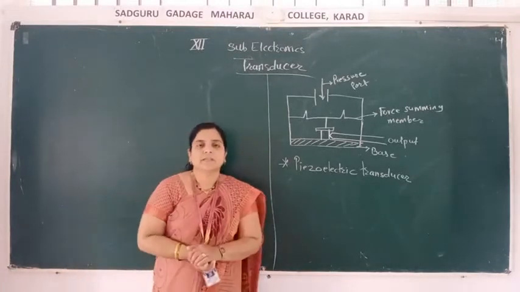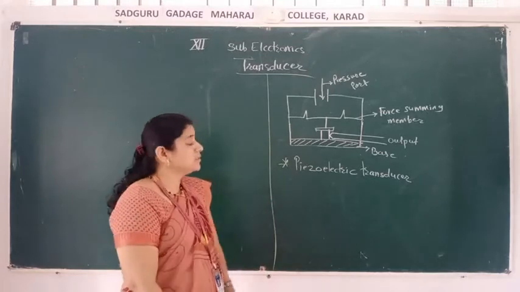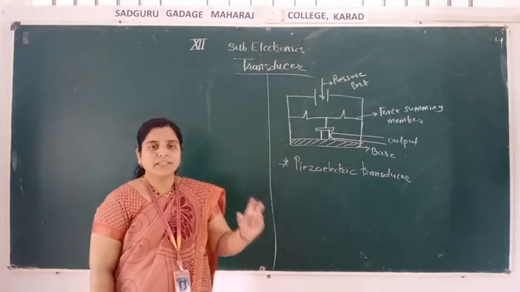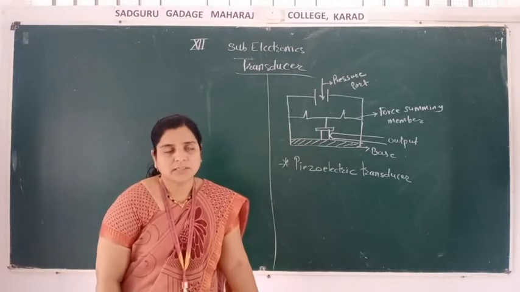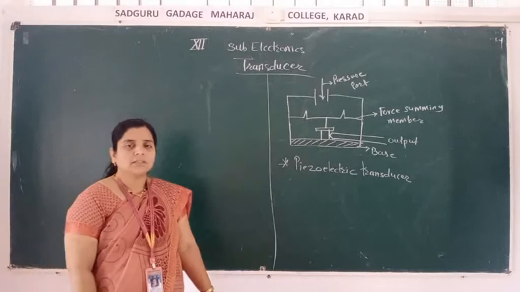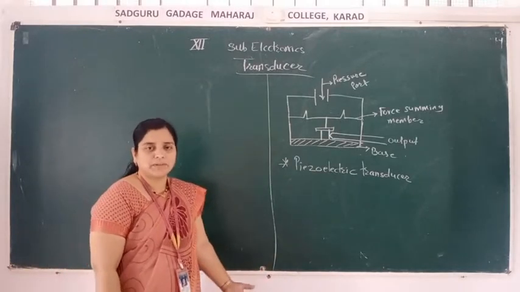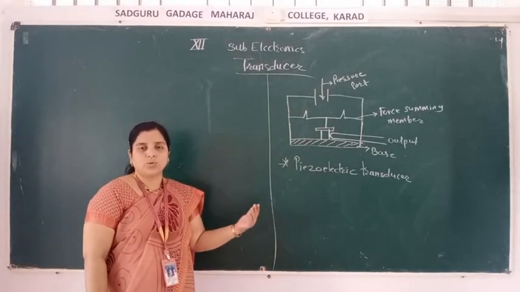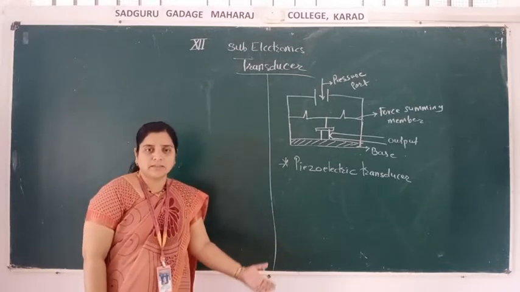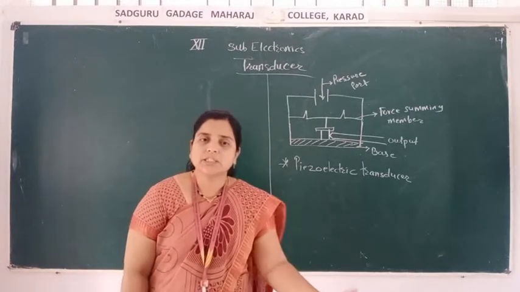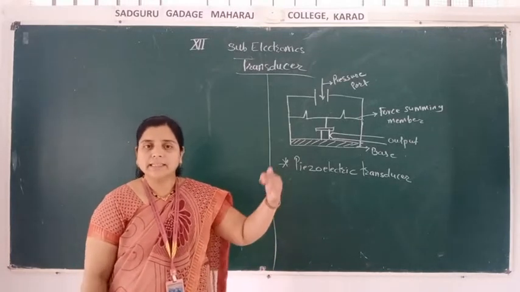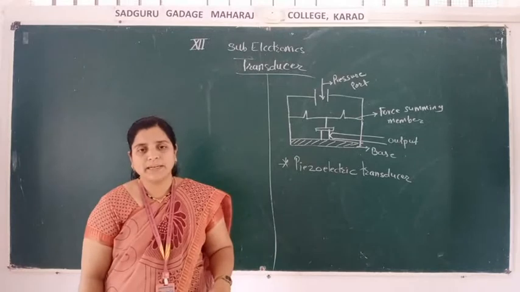In this lecture, we have started the chapter Transducer. We have seen what a transducer is, what its function is, and what the types of transducer are. There are mainly two types, active and passive transducers. We have seen which transducer is called an active transducer and which is called a passive transducer. Again, they are divided into many types.